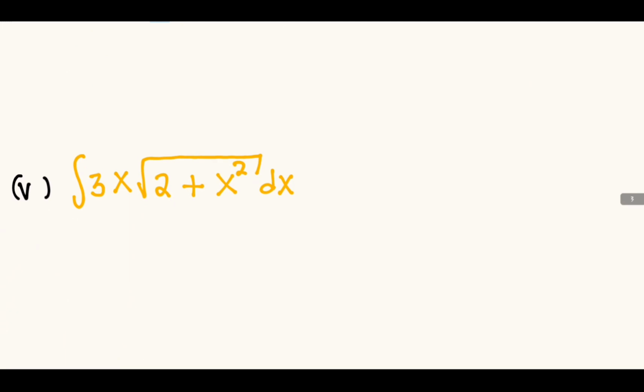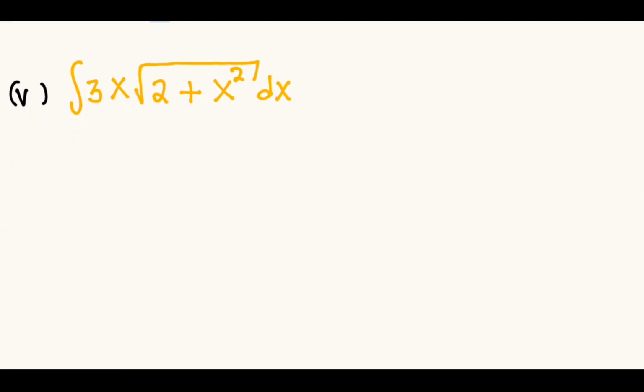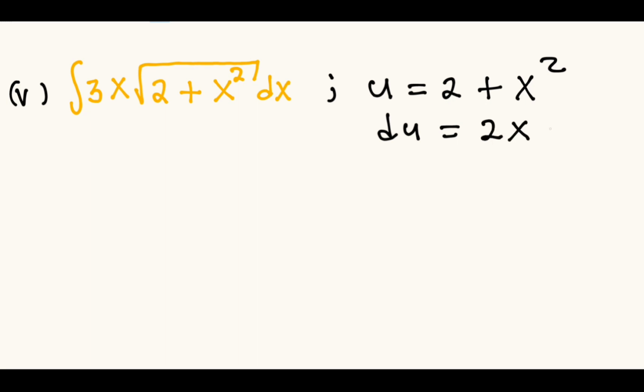Question number 5, we have the integral of 3x into the square root of 2 plus x squared dx. So we let u equal the inner function 2 plus x squared. The derivative of u will be equal to the derivative of 2, which is 0, plus the derivative of x squared, which is equal to 2x dx, and we can let dx be the subject of the formula, or we can try to mirror what we have inside our integral with what we have as our du.